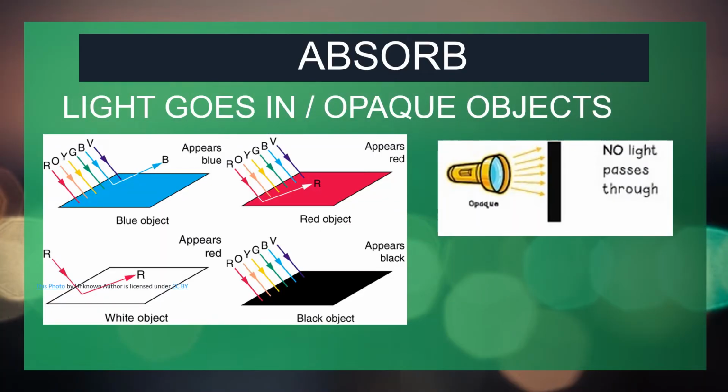Absorb means to take in. In this case, light goes in and it does not bounce back. It does not go through. It just stays in. No light passes through. A black object will be considered an opaque object. This is why sometimes when you're wearing a black shirt outside, you get hot very quickly, because the black color of your shirt is absorbing light.